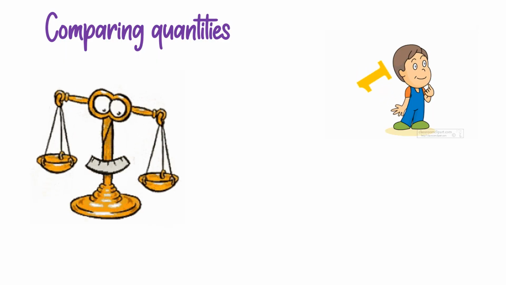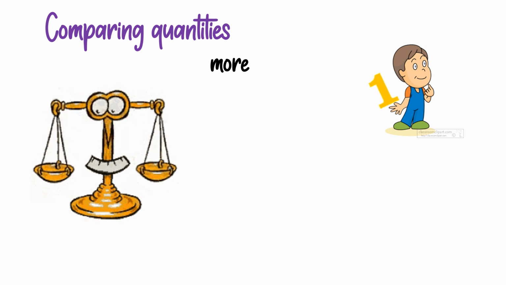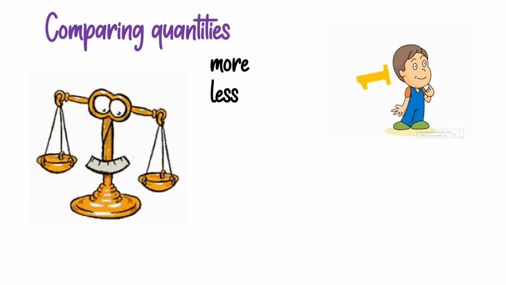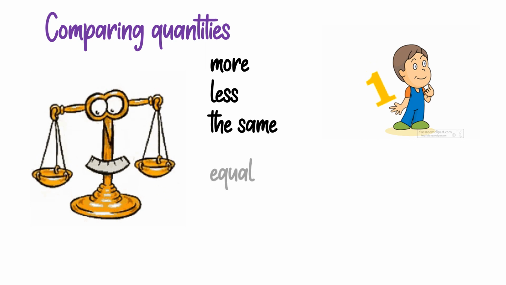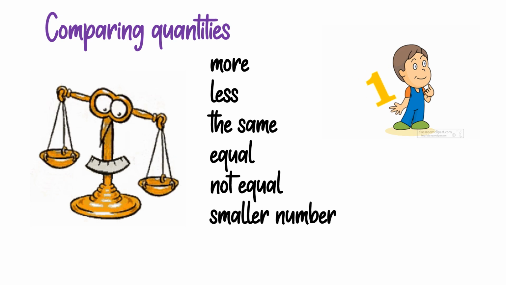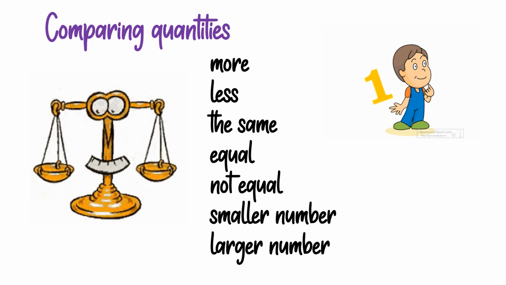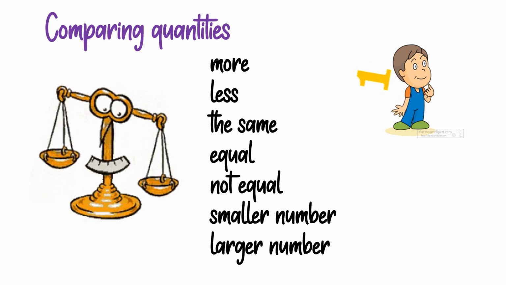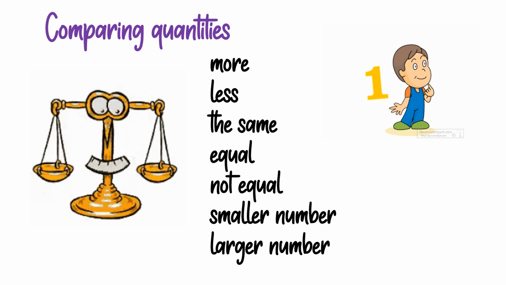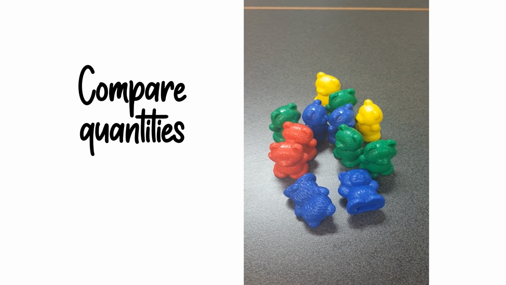Well done. Now we're going to be having a look at comparing quantities. We can compare quantities using a few different words like more, less, the same, equal, not equal, it's a smaller number, and a larger number. Today we're going to be using this vocabulary and we're going to be using equal or not equal in our lesson. I'm now going to have a look at sharing some collections into two groups.